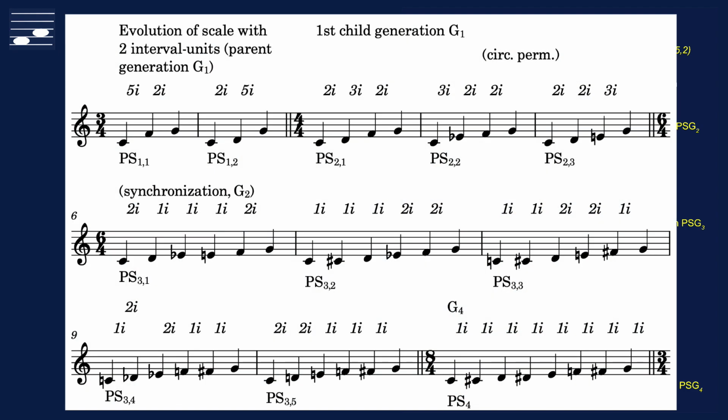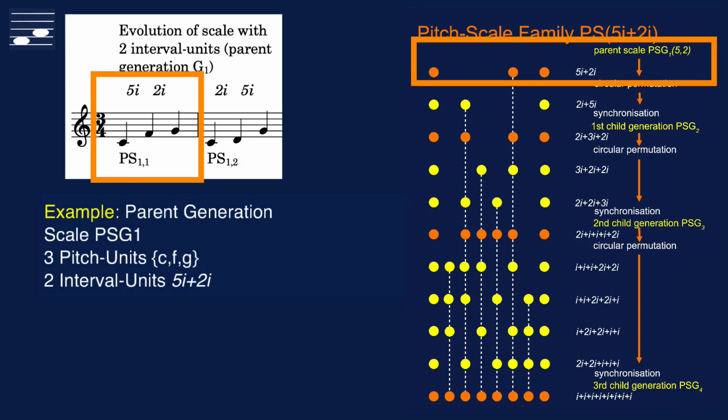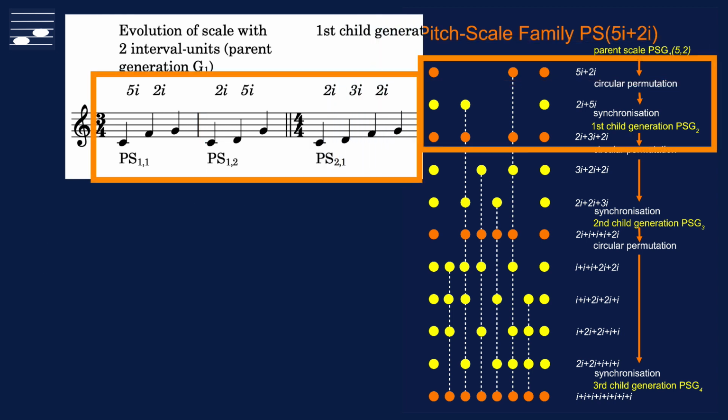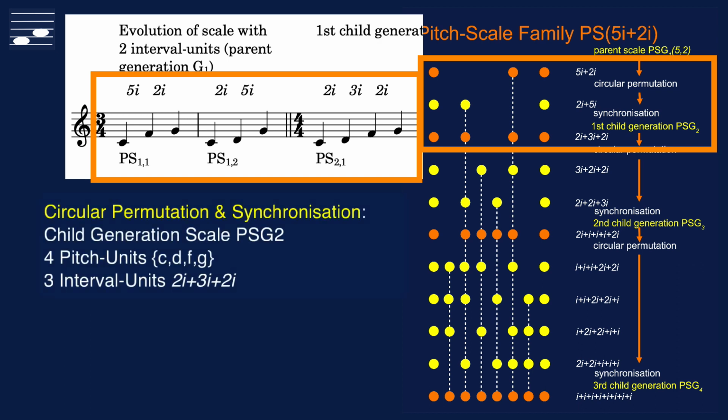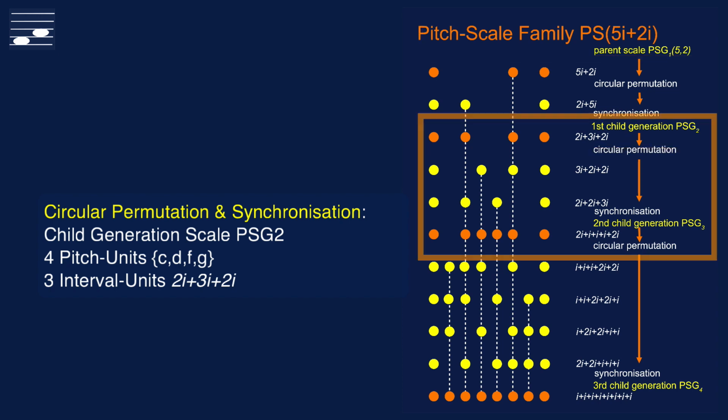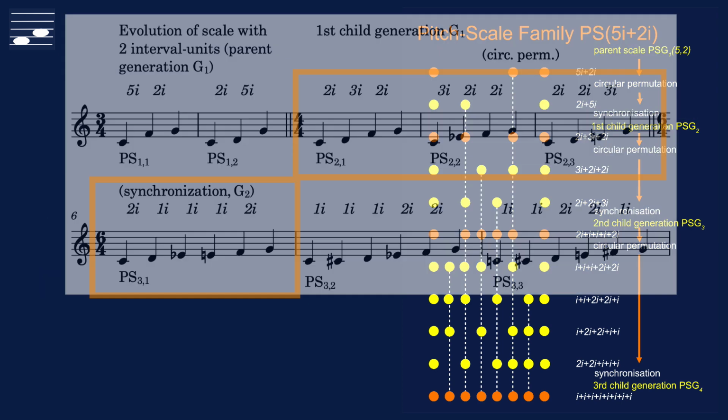Here's the starting point, a group 1 pitch scale on root C with 2 intervals and therefore 3 pitch units. This is the parent generation, shown in staff notation and in diagram. We start the evolution process by permutating the 2 interval units of 5 and 2 semitones. Synchronizing the 2 permutations yields the first child generation, with 4 pitch units here C, D, F and G. Again we use circular permutation to obtain 2 alternative scales within this generation.